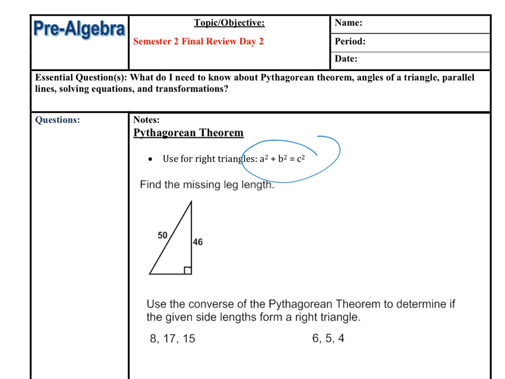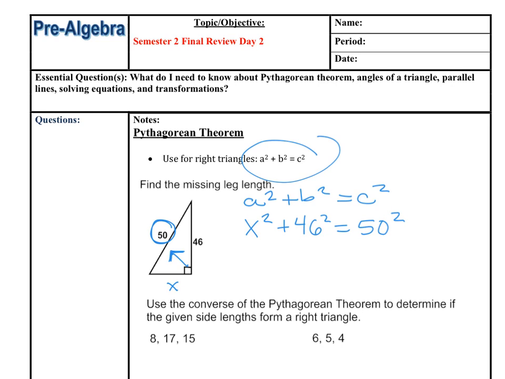So first example, we're going to find the missing length of this right triangle. The first thing I'm going to do is write Pythagorean theorem. Pythagorean theorem is a squared plus b squared equals c squared. Now my longest side is c, or the side that's across from the right angle is c, so my c here should be 50. So I'm going to go ahead and write Pythagorean theorem, and I'll make the missing side x.